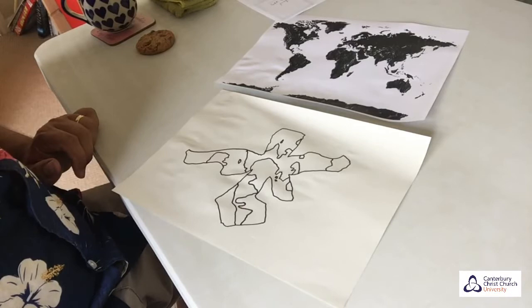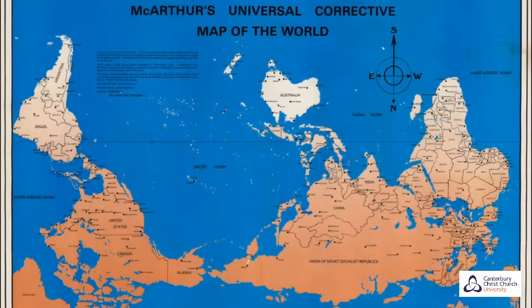So you now have your new map projection. Obviously you didn't use mathematics to do it, so it won't be preserving angles, distances or area, but it does give you a new way perhaps of looking at the world. And sometimes that is all that is needed if we want to change someone's perspective. This is Stuart MacArthur's Universal Corrective Map of the World, which attempted to do exactly that, to put South at the top and Australia basically in the same position as Britain, and to therefore change the perspective of the people who were looking at this map.